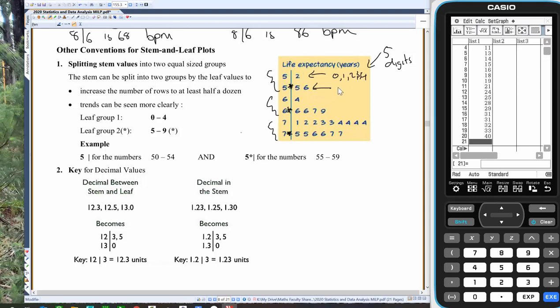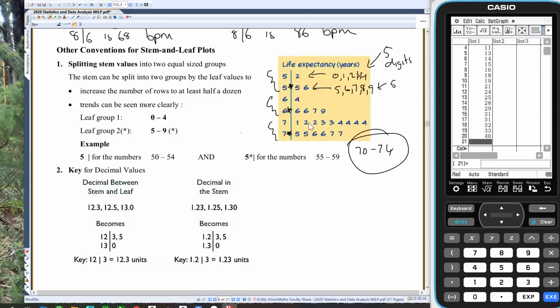If a number ends in the digit 5, 6, 7, 8, or 9, any of those 5 digits, it goes into this part here. So it's called splitting the stem, and it involves dividing it into 2 parts. What it does is give us a better impression of how the data came out. What we can clearly see here is that the most common life expectancy was between 70 and 74 years.